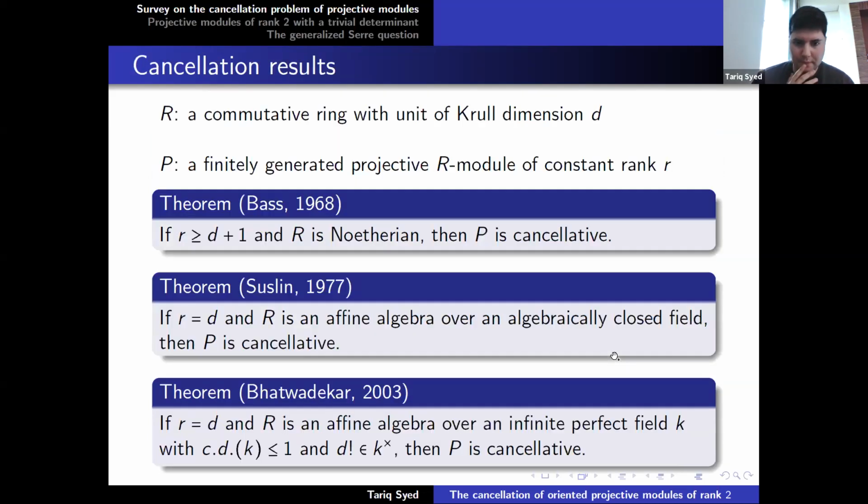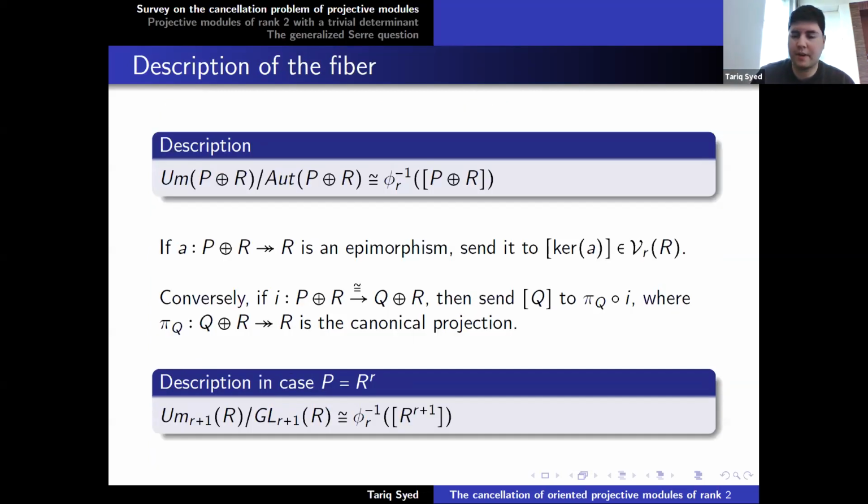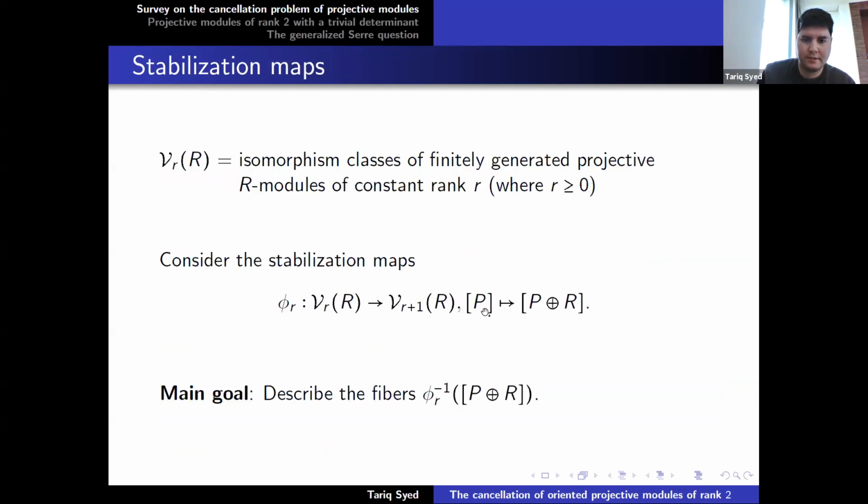Okay. Sorry, can you please say again, what was VR? VR was the set of isomorphism classes of projective modules of rank R. So if you think of affine schemes instead of commutative rings, just the set of isomorphism classes of vector bundles of rank R. Yeah, I asked about VR, the homomorphism. Sorry? That's right, Phi R. Phi R is the stabilization map. This one. Okay, cool.